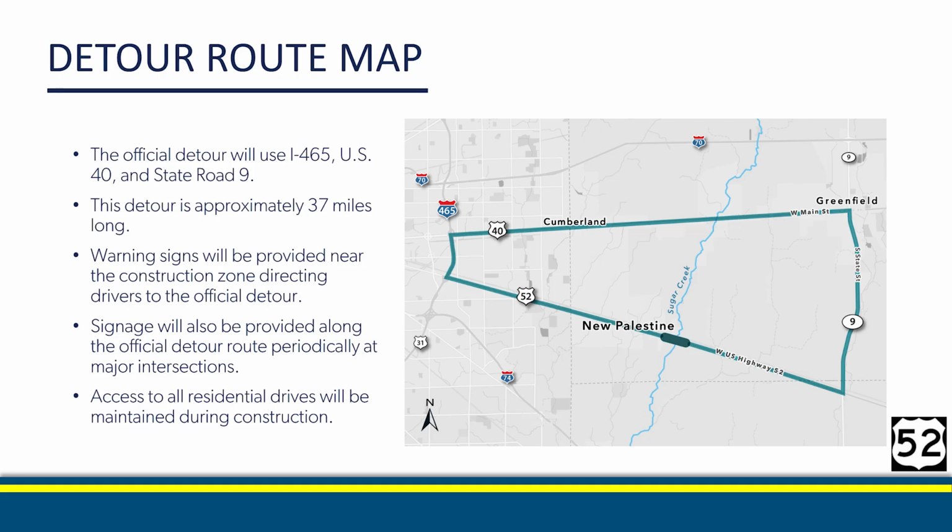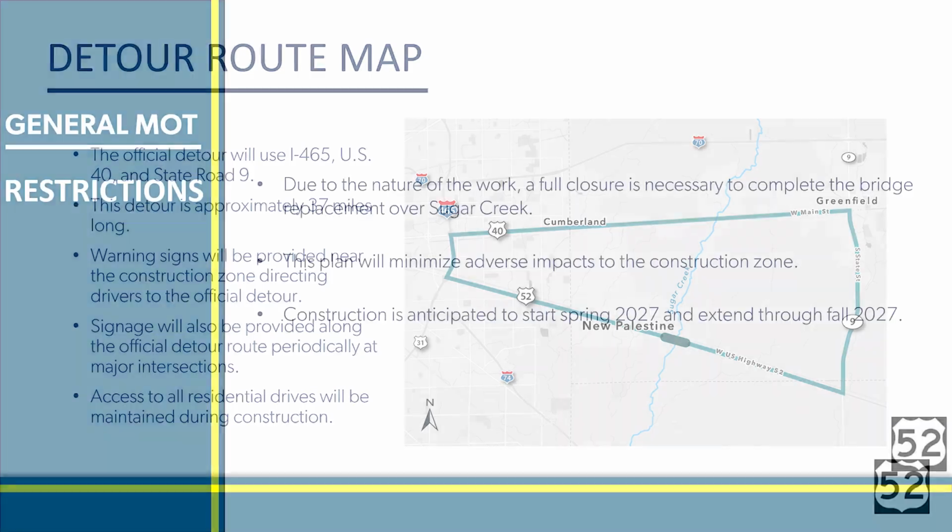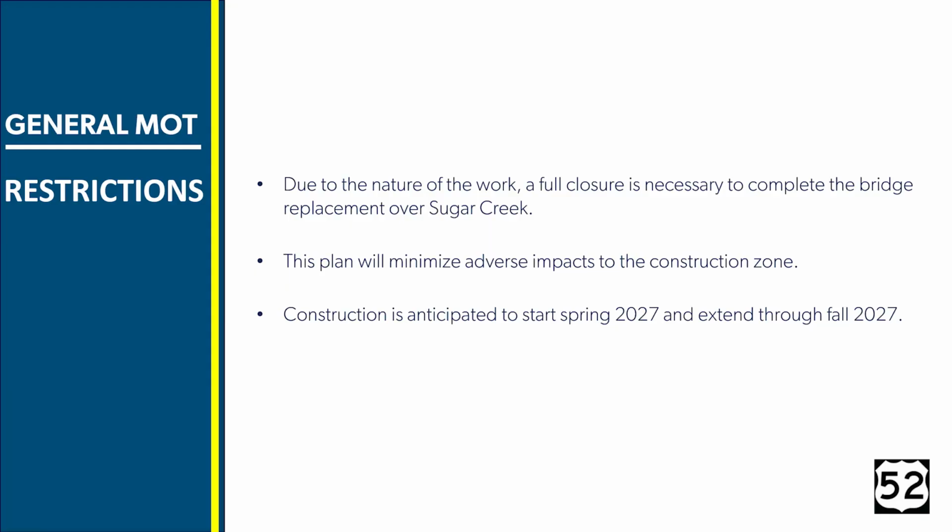Warning signs will be provided near the construction zone directing drivers to the detour. Signage will also be provided along the detour route periodically at major intersections. Access to all residential drives will be maintained. As previously mentioned, due to the nature of the work, a full closure is necessary to complete the bridge replacement over Sugar Creek. This plan will minimize adverse impacts to the construction zone.